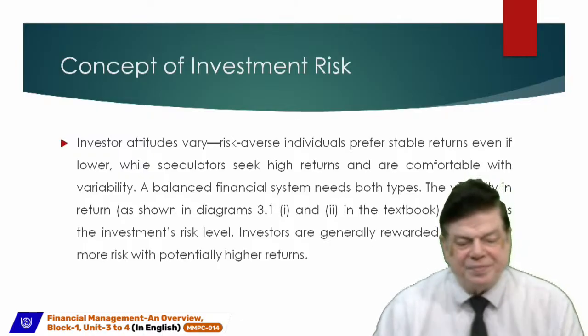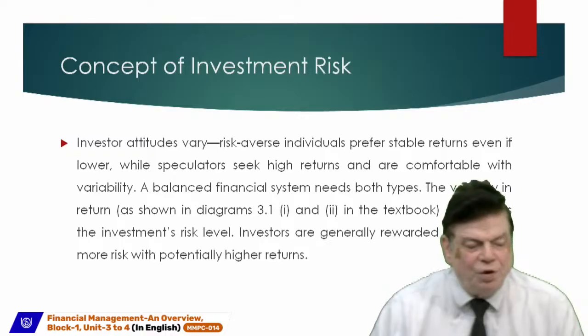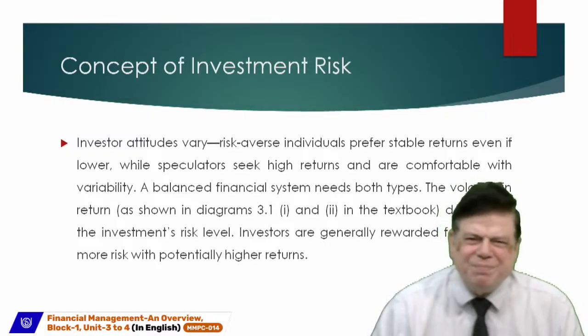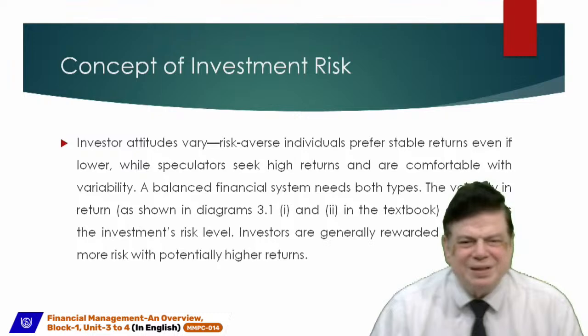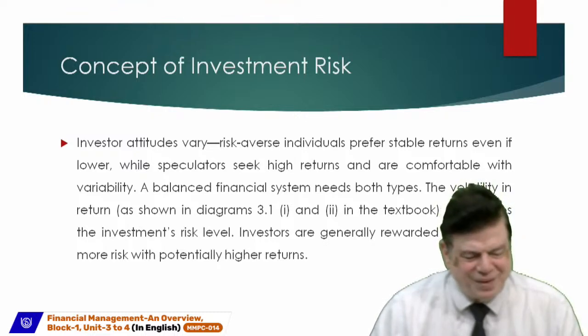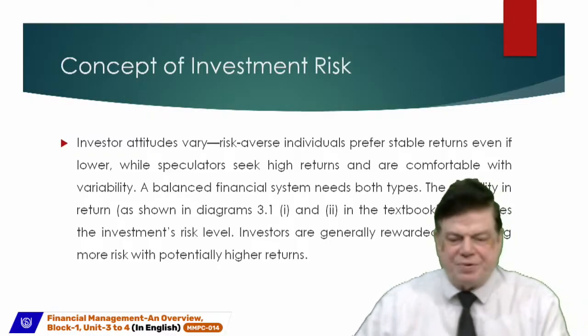Investor attitudes vary. Risk averse individuals prefer stable returns even if lower, while speculators seek high returns and are comfortable with variability. A normal investor will feel that my principal should be safe and I should get some interest. But a speculator wants more interest. A balanced financial system needs both types.